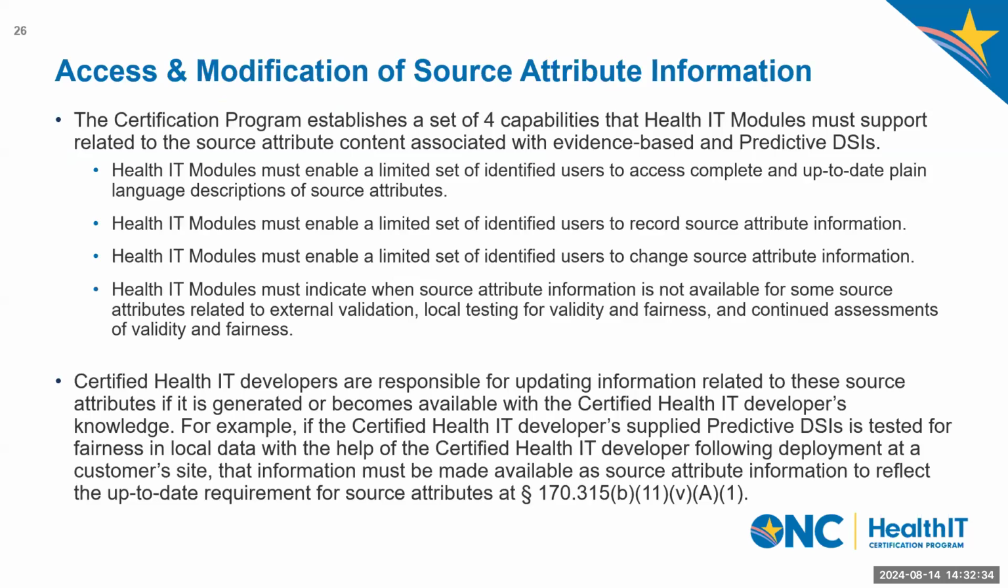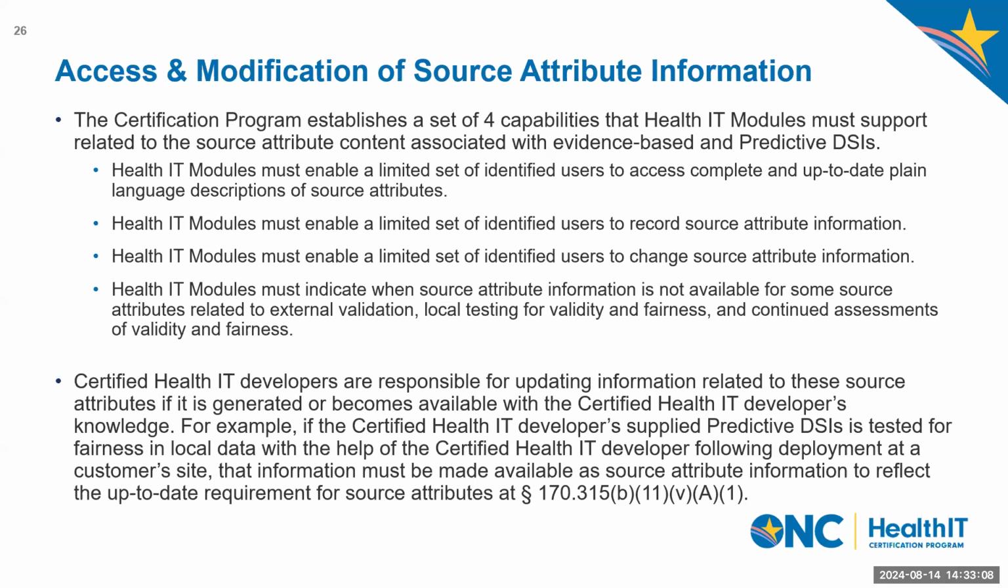So now we're moving on to the concept of access and modification of source attribute information. The program has established 4 capabilities that the Health IT modules must support. Health IT modules must enable a limited set of identified users to access complete and up-to-date plain language description of source attributes. That limited set of users must be able to record source attribute information. The limited set of users must be able to change source attribute information.